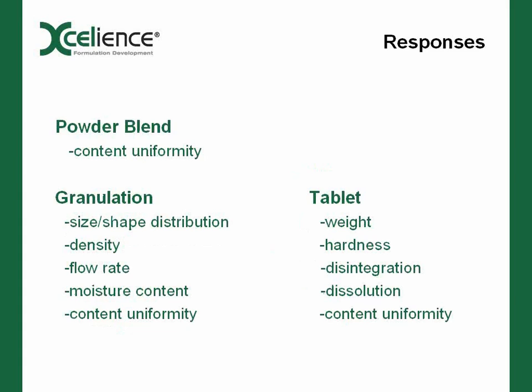And the responses that we would look at are typically such things as this. For the powder blend, we want to look at the content uniformity. For granulation, we want to look at the size and shape and distribution for the particles. We want to look at the density, both bulk and tap density. We want to look at the flow rate, moisture content, and again, content uniformity. And for tablets, we'll look at such things as weight and hardness and so forth.